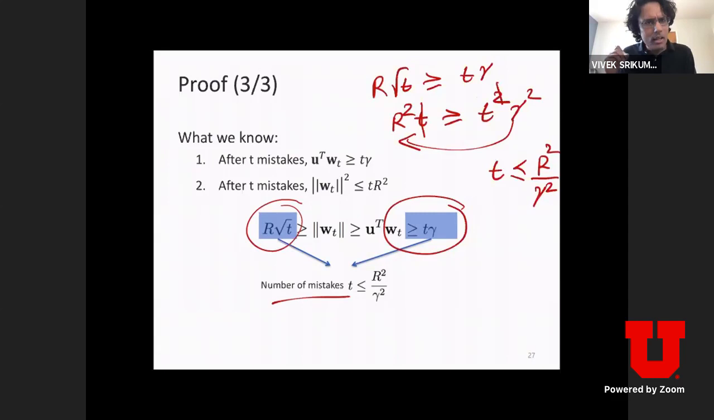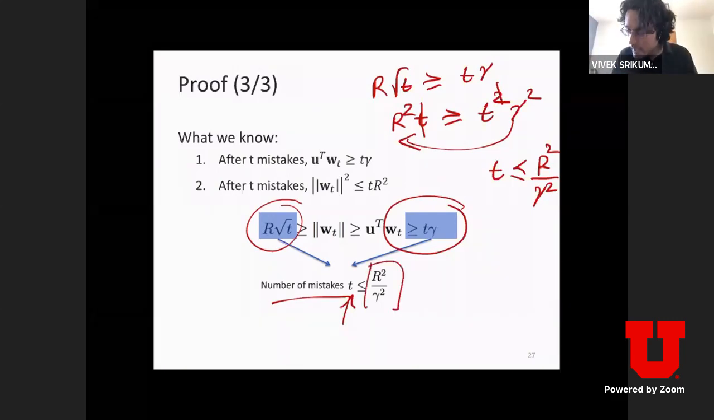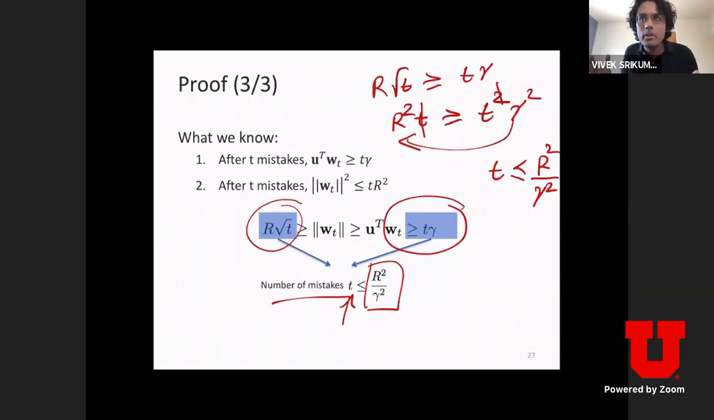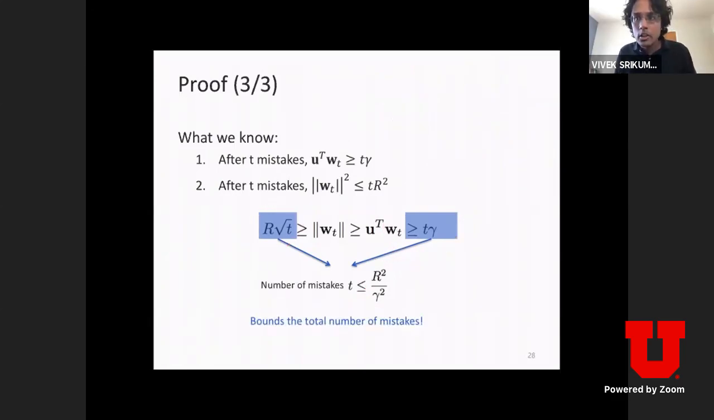But remember, T was the number of mistakes you can make. The left-hand side T can potentially grow. T is the number of mistakes you make, but the right-hand side is a constant. R is a fixed number. Gamma is also a fixed number. What this means is that the number of mistakes stops. T stops after reaching this threshold. So this is a bound on the total number of mistakes according to the Perceptron algorithm.